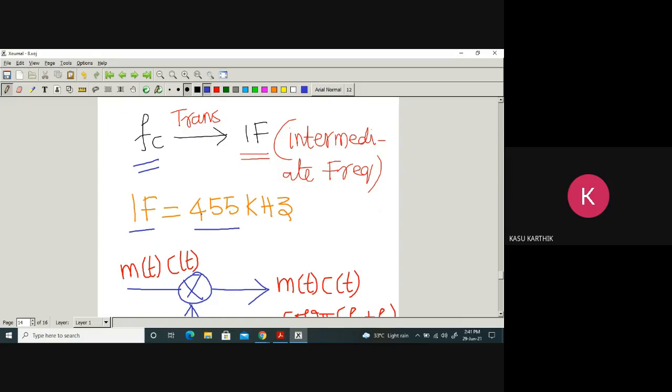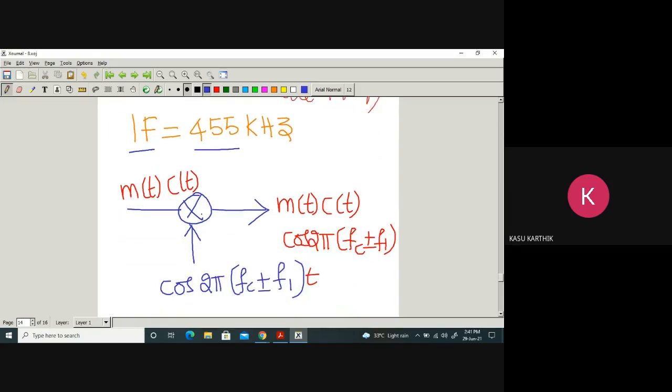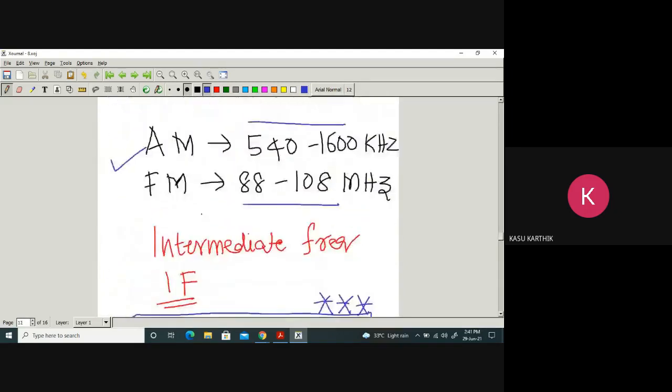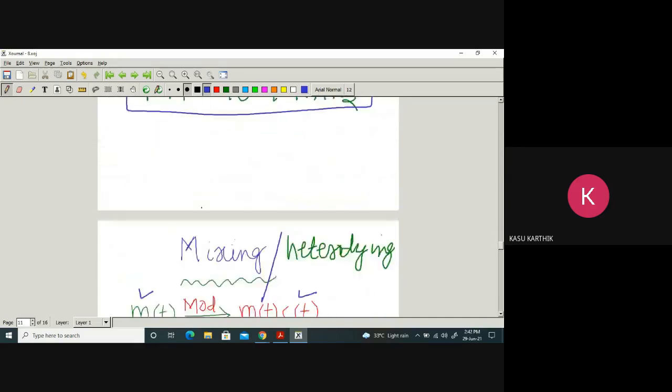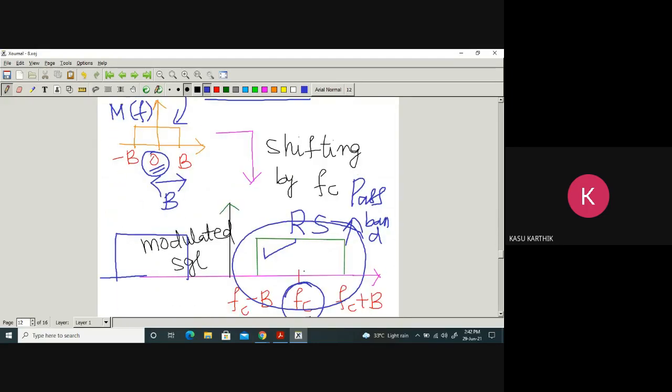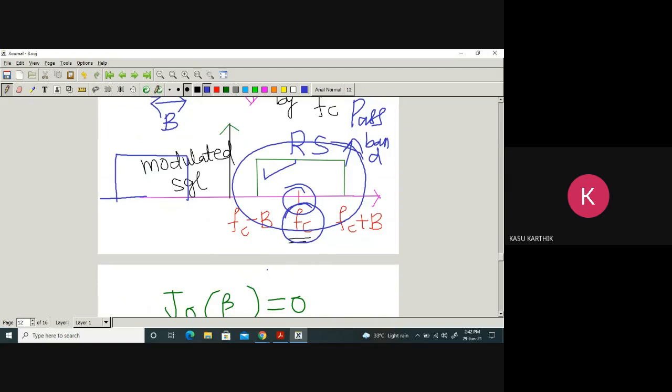Right. Now, how to do it? Obviously, if you want a frequency translation, the best way is to multiply with a cosine. You take the already modulated signal. What is that? M of t into C of t. This is a passband signal. The spectrum is centered around Fc. M of t C of t is a passband signal having a center frequency of Fc. Now I want to change that Fc to IF.